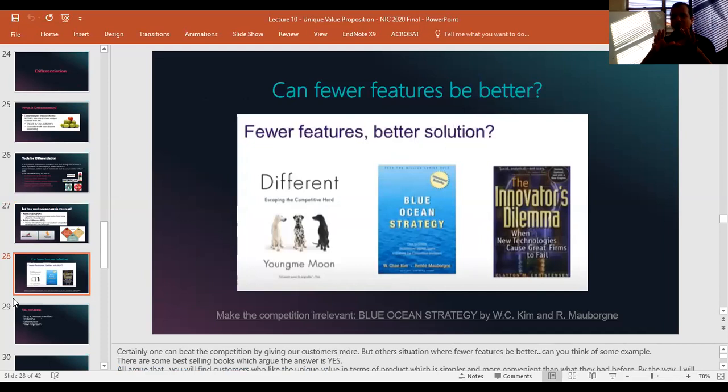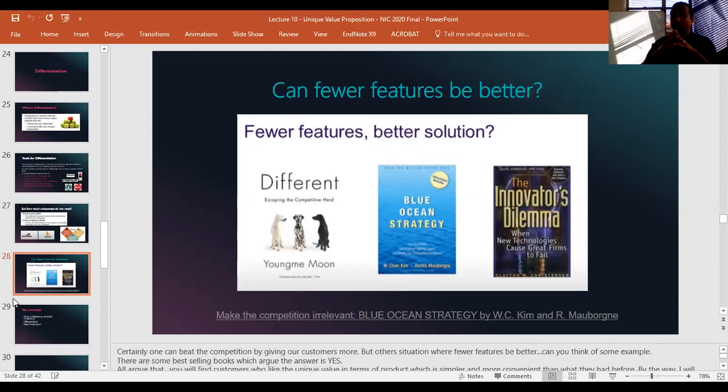Some companies or specific examples where they offer fewer attributes and still they are doing very well. They succeed. So, do you have some examples along those lines? Or do you think that fewer features or attributes can be better for company success?